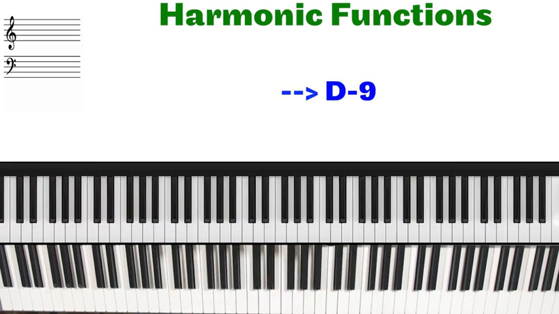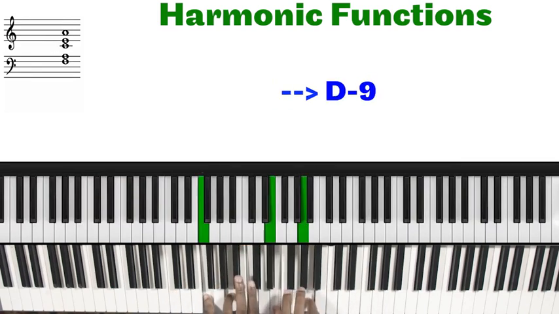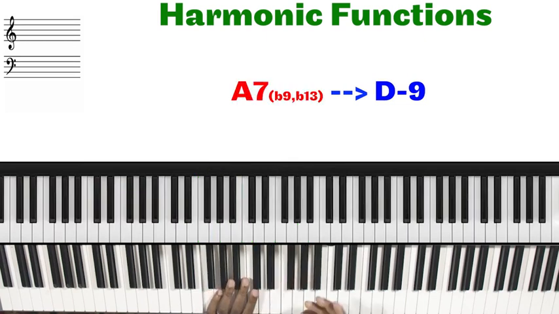When the D minor 9 comes after it, that lets us know that it's functioning as the A7.